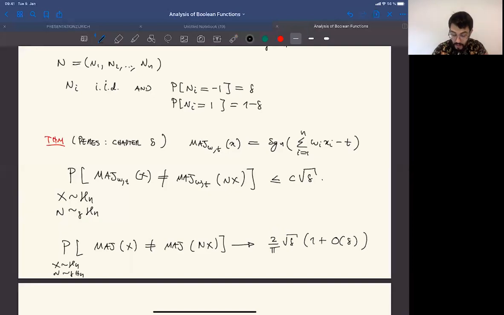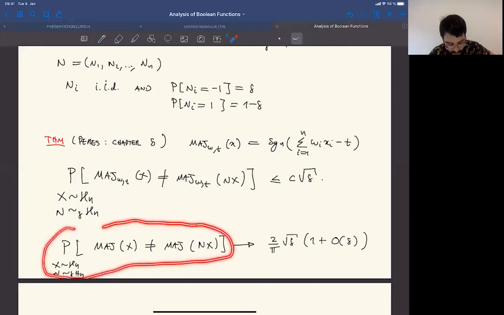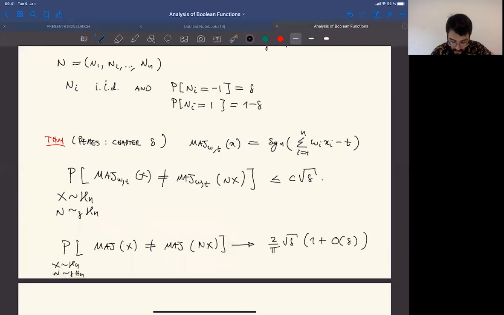Yes. And this is basically implied by the central limit theorem. So in the actual majority case, that square root of delta is the best you can do. Okay.